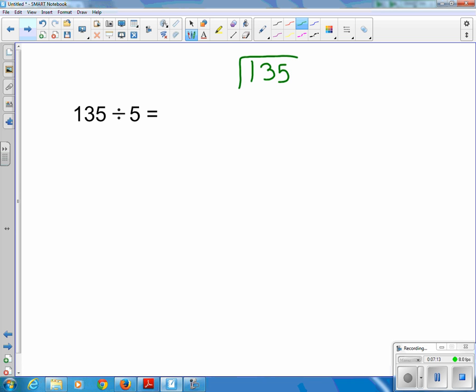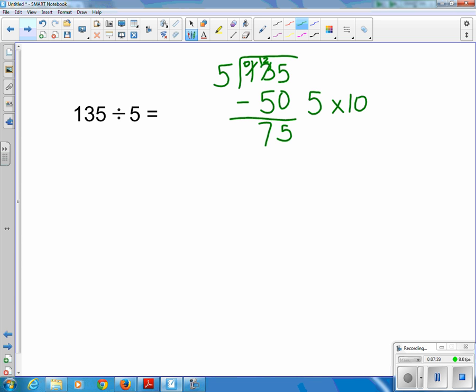135 divided by 5. This is kind of big. I think I can get 10 in here. 5 times 10 is 50. Let me subtract. 5 minus 0 is 0. 3, I'm going to have to borrow 1, right? So this is going to turn into 0, and this one is going to become 12. 12 minus 5 is 7, so I have 75.